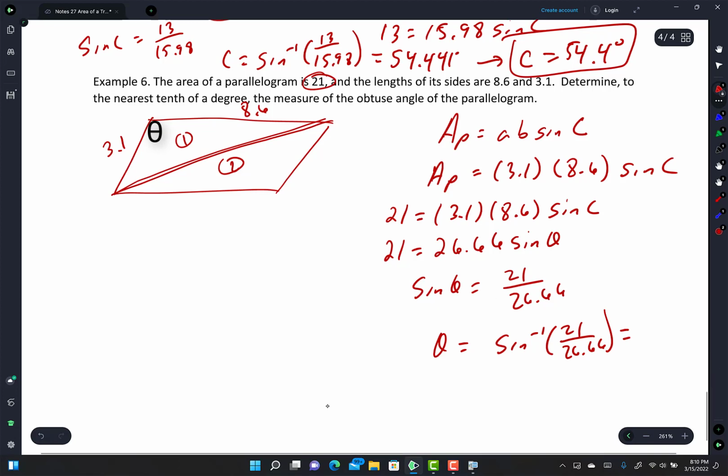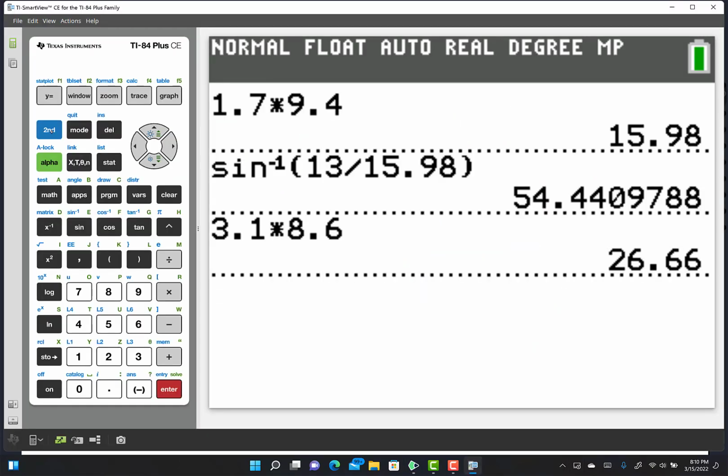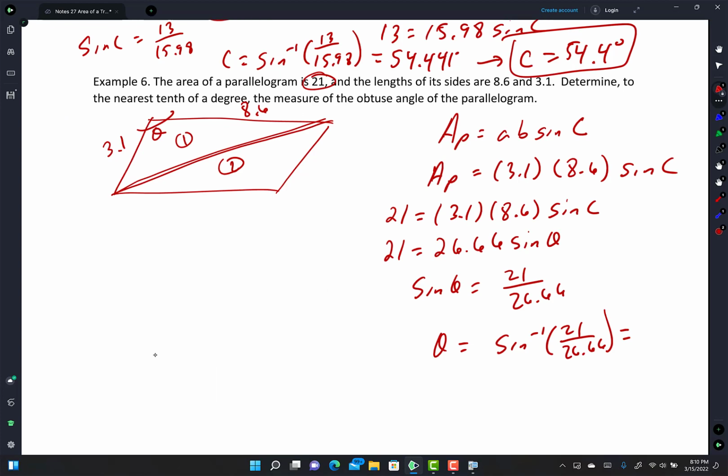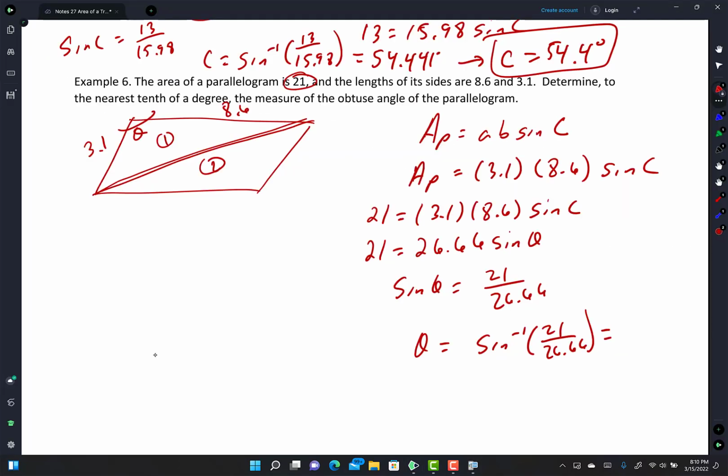You're going to see. So I know at first you're thinking, am I finding that angle? Because that's the angle we're supposed to be finding, right? So I'm going to go arc sine, and I'm going to go 21 divided by 26.66. Notice that it's 51.97. Hey, that's not an obtuse angle. What's going on? 51.9708. All right, guys, that angle that you actually found is this one.